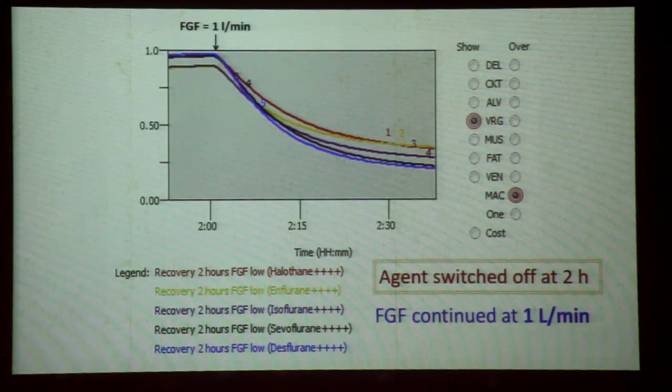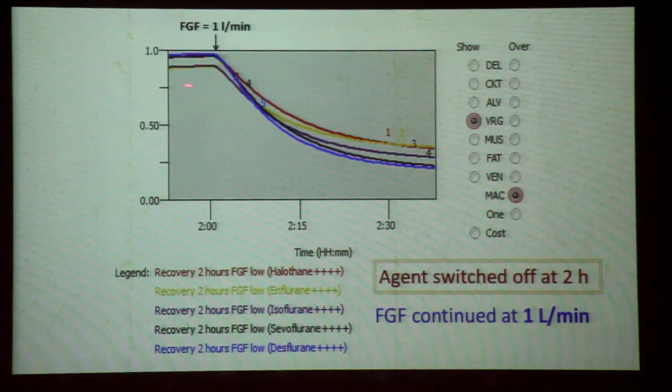Now this is something interesting again relating to recovery. This is a surgery which has lasted for 2 hours, the time for which we have given an inhalational agent. These are different inhalational agents which have been simulated. Red is for halothane, yellow is for enflurane, isoflurane is violet, sevoflurane is black, and desflurane is blue.